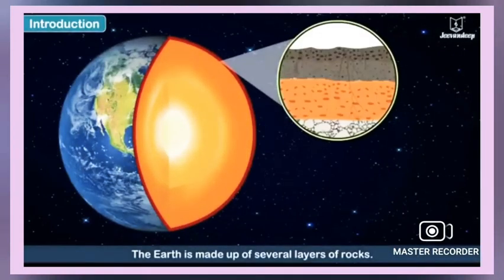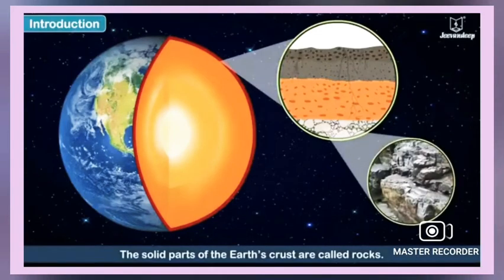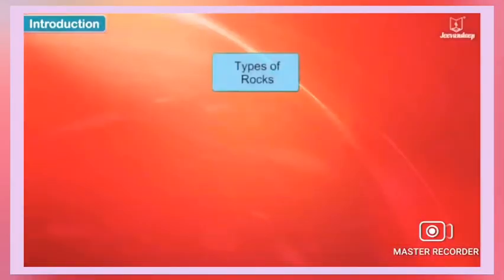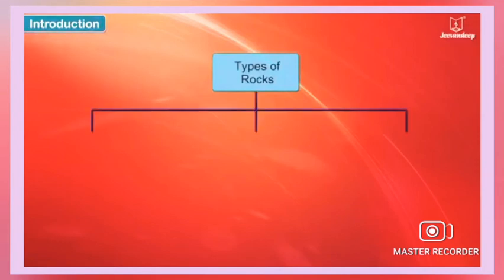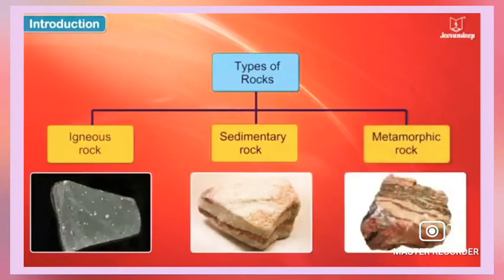The earth is made up of several layers of rocks. The solid parts of the earth's crust are called rocks. Different types of rocks comprise a major part of the crust. There are 3 types of rocks. They are igneous, sedimentary, and metamorphic rocks.